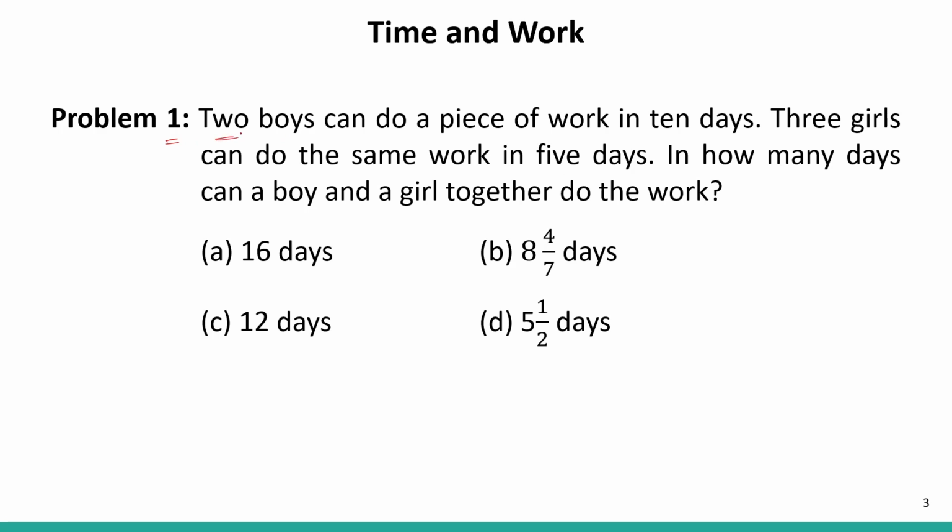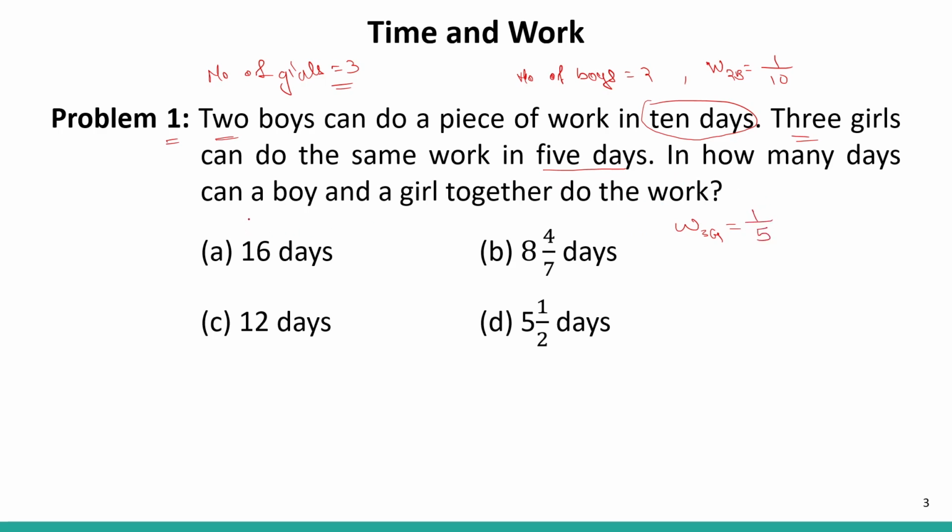Two boys, number of boys is equal to 2, can do a piece of work in 10 days. So their combined work rate, that is the combined work rate of 2 boys, is equal to 1 by 10, because work rate is equal to 1 by the amount of time they take to complete the whole task. And 3 girls, number of girls is equal to 3, can do the same work in 5 days. So W3G, that is the work rate of 3 girls, will be equal to 1 by 5.